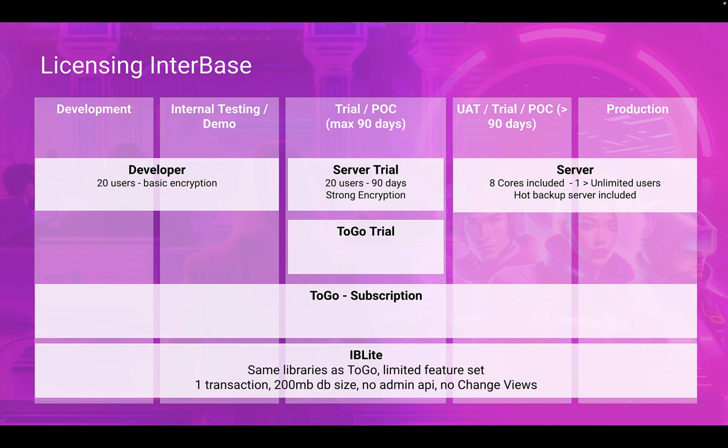So if you have any disaster recovery plan running, InterBase, unlike other database engines out there, includes the hot backup license with that, and it gives you 8 cores out of the box. So comparative feature-wise, you're probably looking between $7,000 and $8,000 for an InterBase server with unlimited users, compared to close to around about $50,000 for a similar spec with SQL Server, and $100,000 if you want the hot backup server.